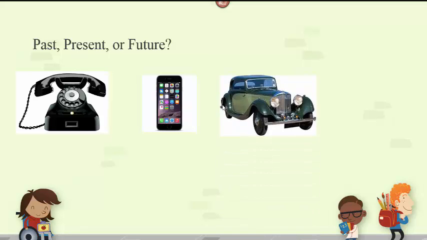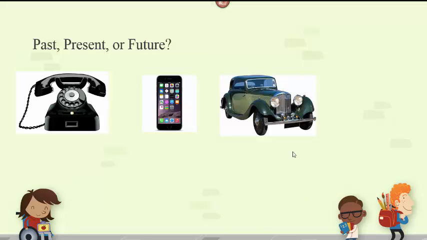Let's take a look at another picture. This time let's look at a picture of a car. Is this car a car from the past, the present, or the future? Yes, it's a picture from the past. You probably don't see a lot of these on the road anymore. But you might see them if you go to like an antique car show where they have a lot of cars that people have collected. You might see one of these.